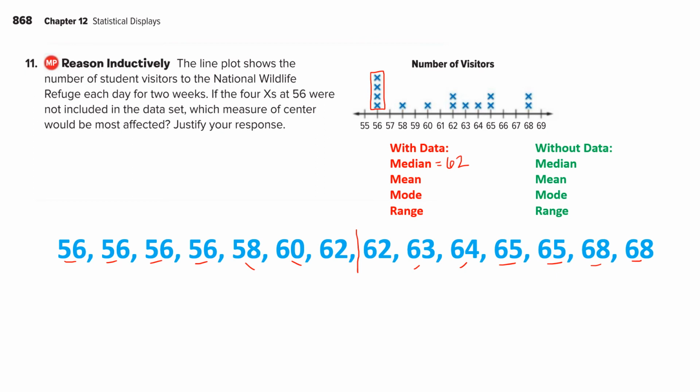Now we're going to take a look at the data and find the mean without our data points. So now I'm going to pretend that these numbers don't exist. The median without the data equals 63.5.